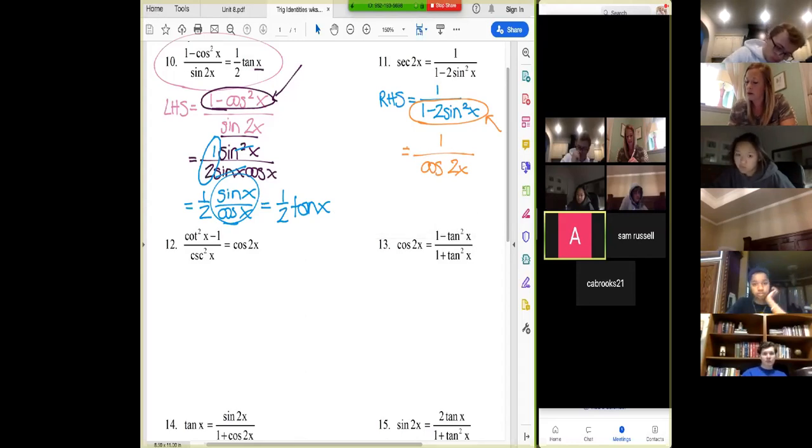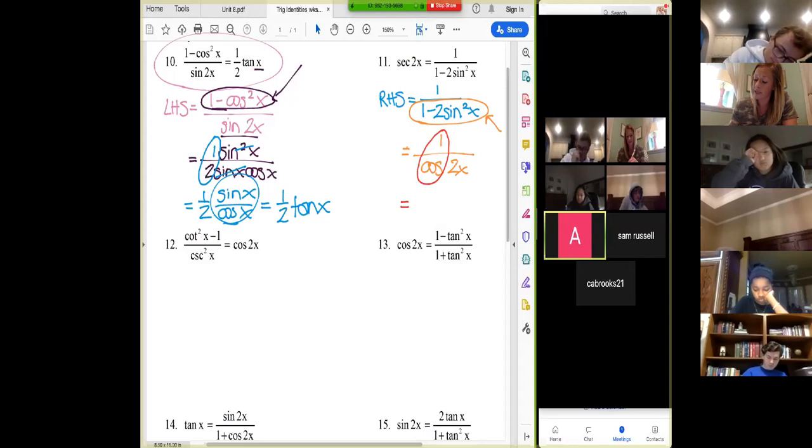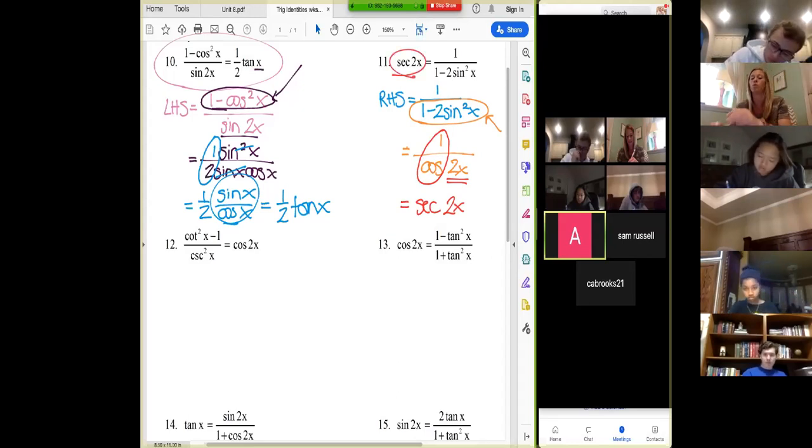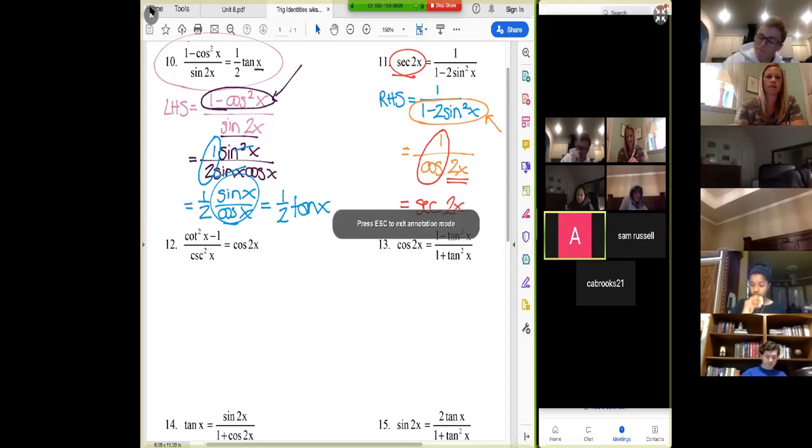We know one of our identities that we talked about the first day is that 1 over cosine is the same as what? Secant. Secant. Now, just because there's a 2x in there doesn't actually change the fact that 1 over cosine is still the same as secant. It's just that when I say 1 over cosine is secant, I don't make it secant of x, I make it secant of whatever that is, which is 2x. So the double angle identities still work with the reciprocal ones. Secant of 2x is the same as 1 over cosine of 2x. Does that kind of make sense on that one?